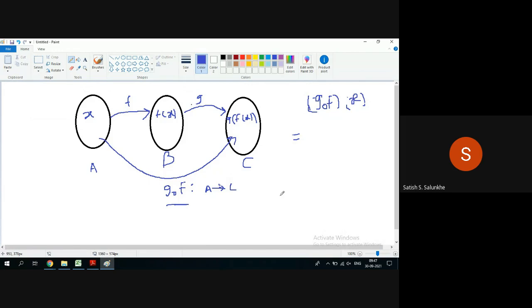Okay. Please remember, if f is a bijective function and g is also a bijective function, then and only then g o f, that is composition of g with f, is also a bijective function. Otherwise, it cannot be a bijective function. And if it is a bijective function, an inverse can also exist. Every bijective function has an inverse.